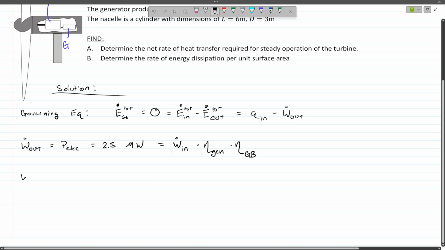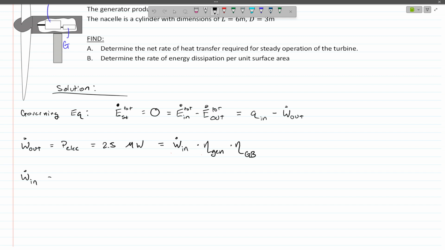So we could say that the mechanical work in is equal to that P electric divided by eta gen times eta gearbox. So there's our 2.5 megawatts divided by our 93% and our 95%.